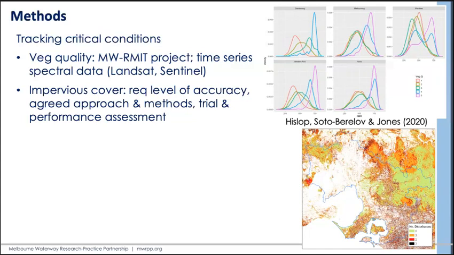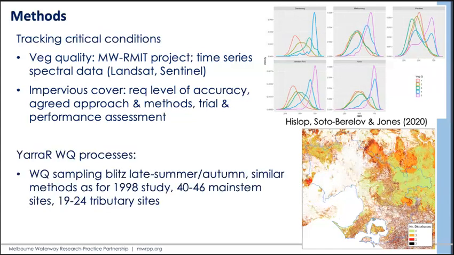And for the Yarra water quality processes study, we'll conduct an intensive sampling campaign in late summer or autumn, using very similar methods to those used in the 1998 study, and collecting water quality samples from somewhere between 40 to 46 main stem sites and somewhere between 19 and 24 tributary sites.